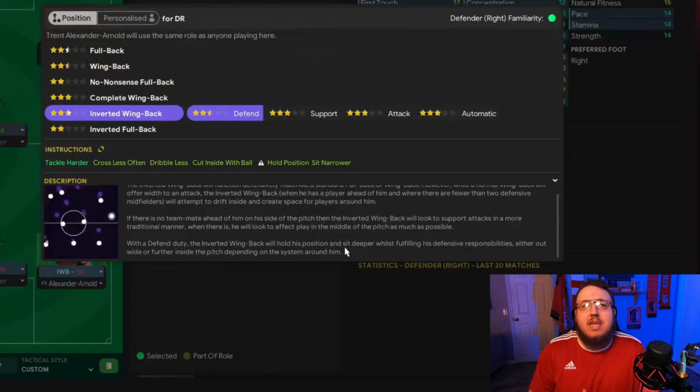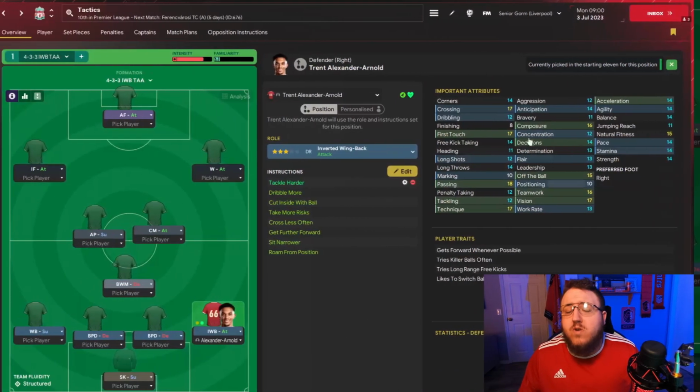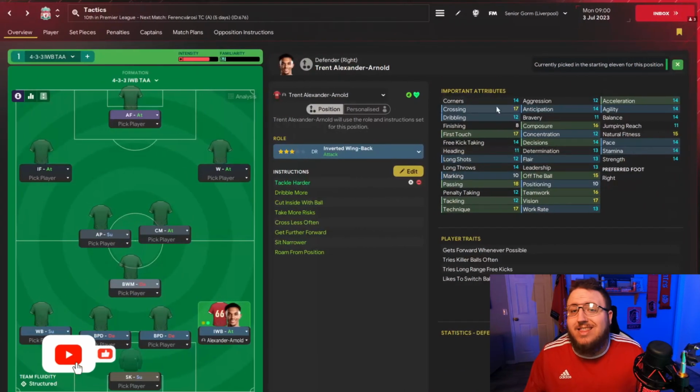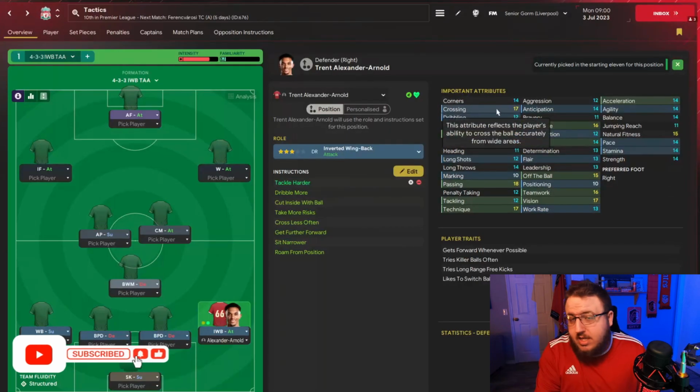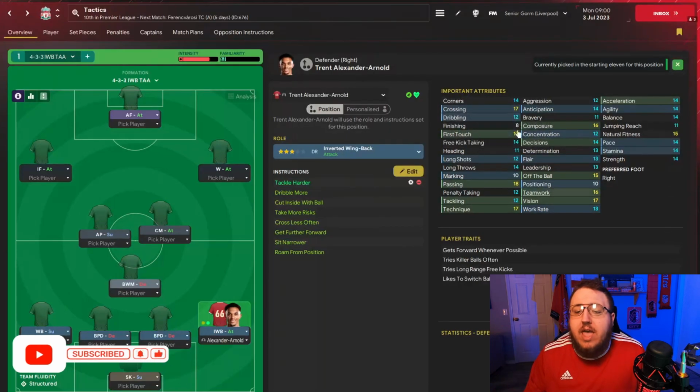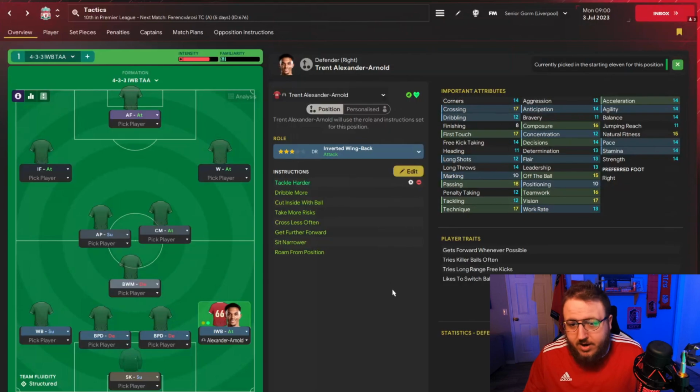So kind of think of them as a ball-winning midfielder or an anchor in a way. Now when we're looking at the attributes, and this is currently the attacking duty, they are incredible playmakers. If you have someone that is a great playmaker, definitely try and utilize them as an inverted wingback on attack. You can see all the attributes that are important to them here in green and in blue.